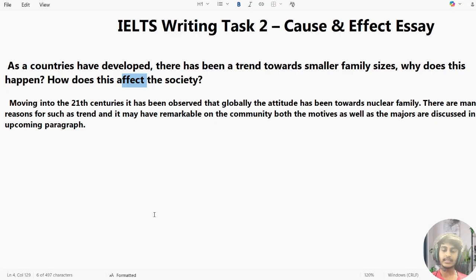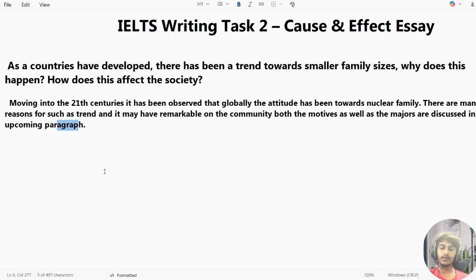So, globally, the attitude has been towards nuclear family. Focus on the word globally. These words show academic thinking, mature thinking, and not personal and not emotional. So IELTS examiners like answers that go beyond one country. Both motives as well as measures are discussed in the upcoming paragraph. So this is like a promise. It is telling the examiner, do not worry, I will explain reasons and effects properly. This is called a roadmap sentence, and it is very useful in Writing Task 2.